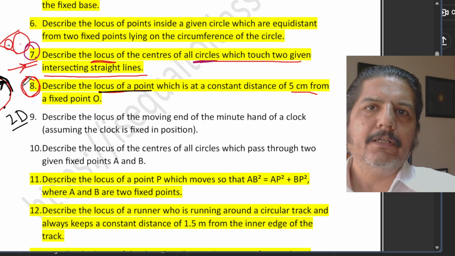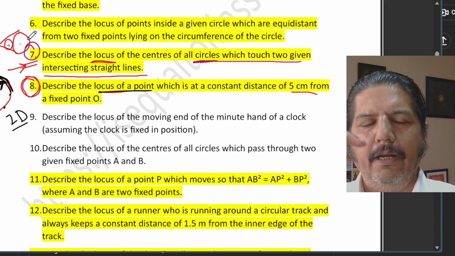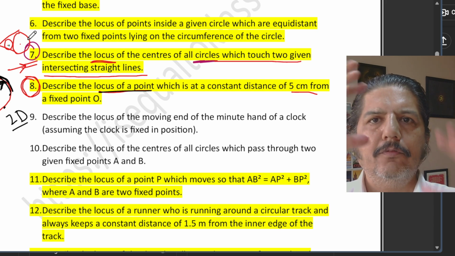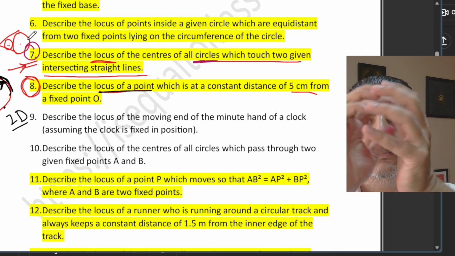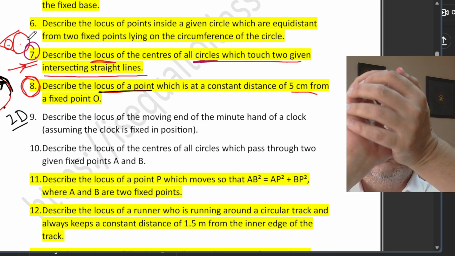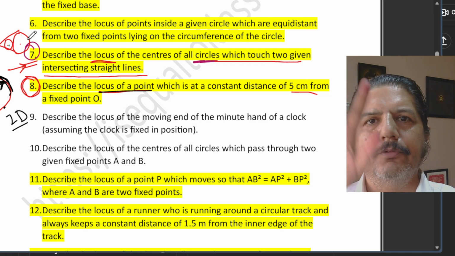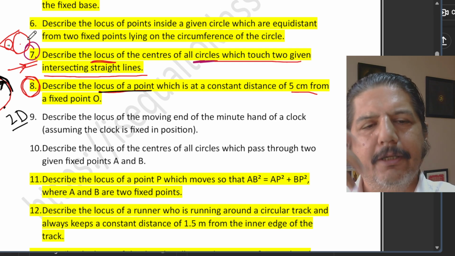But if you try to understand, just try to visualize, actually, it won't be a circle. In 3D, it will be a sphere. So it's a sphere like this, where each point on the sphere is at a constant distance 5 centimeter from the fixed point at the center. That is another way of looking at this.